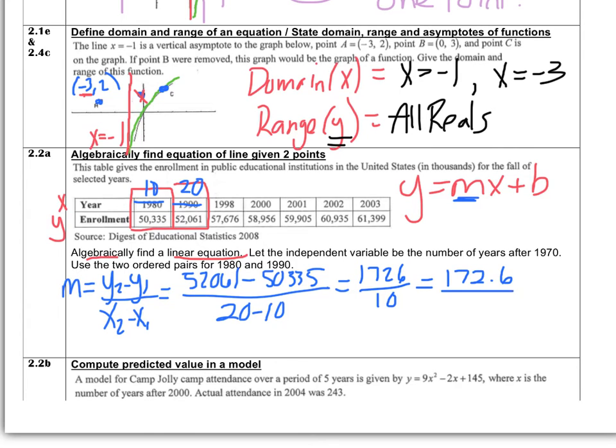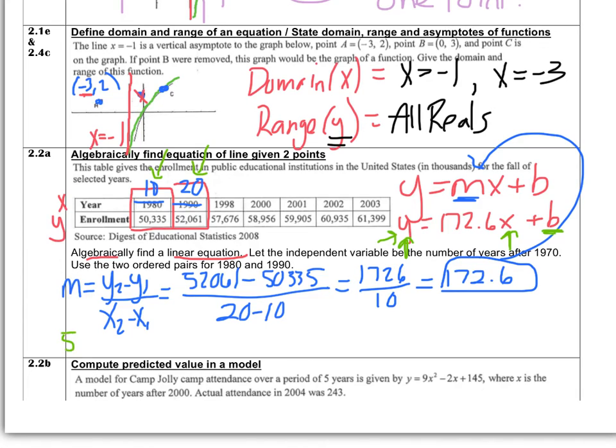Let's take that slope value that we just found and put it in here for the slope. So now we have y equals 172.6x plus b. So the next step is we need to find the b, or in this case, the y-intercept. To find that, all I need to do is plug in a value for x and y, and I can choose either this first ordered pair or the second. I'm going to use the first one, and let's put in 50,335 here. And I'm going to set that equal to 172.6 times the 10 for x, and then plus b.